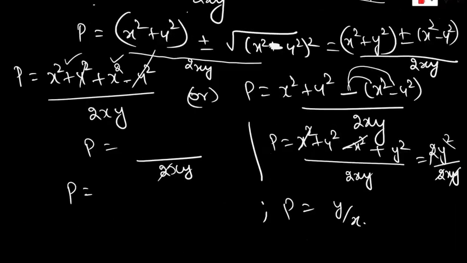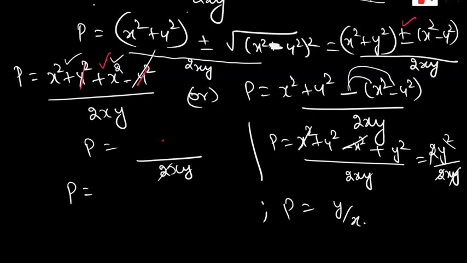Now it is easy for us. The x square minus y square term is there. I have taken first the plus sign. Here is the plus sign, and y square will get cancelled.